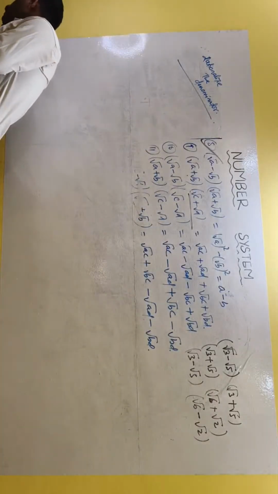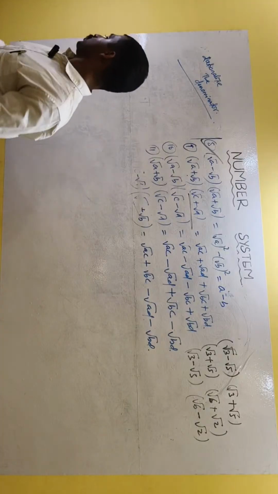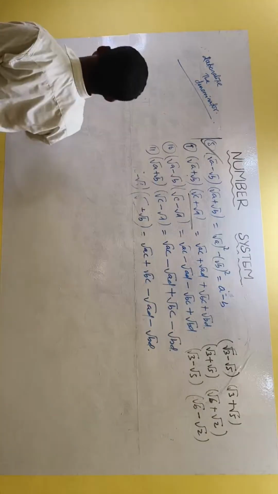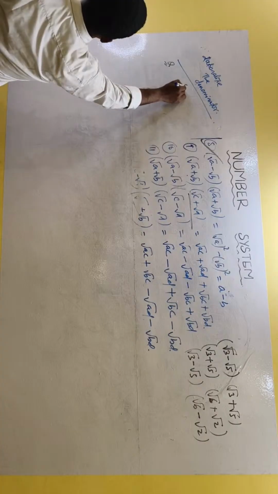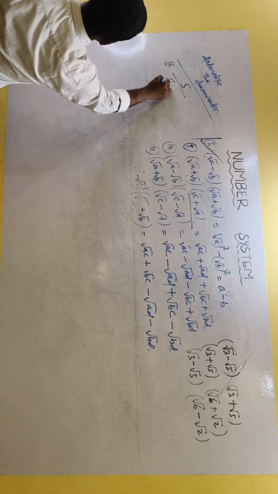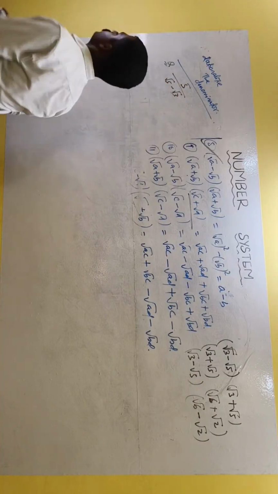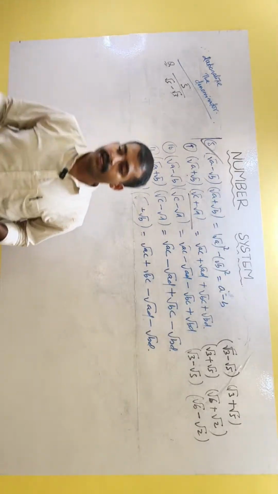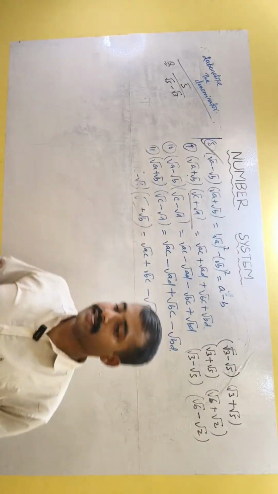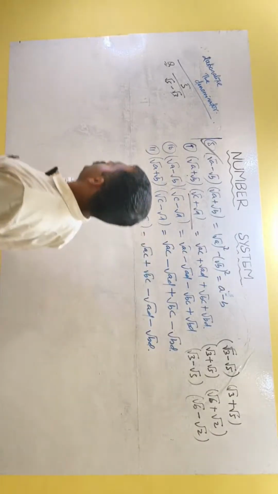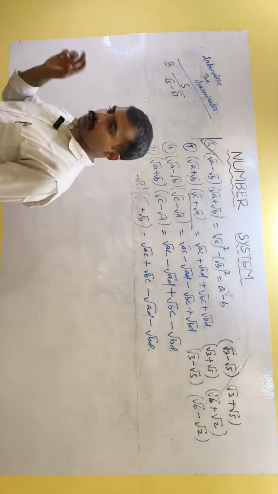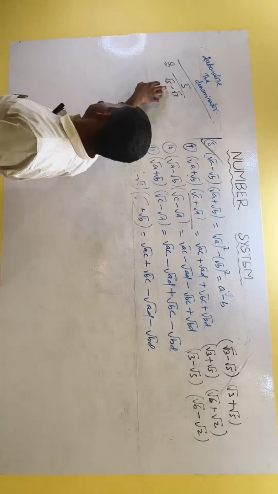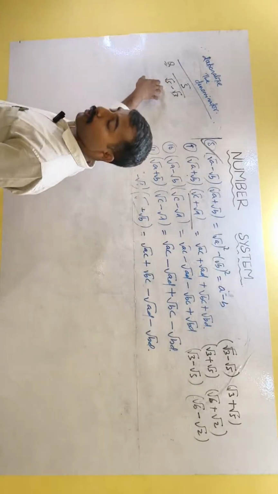For example, the question is 5 divided by root 5 minus root 3. The irrational part, we have to rationalize it. So close your eyes, and if the symbol is minus, multiply with plus.